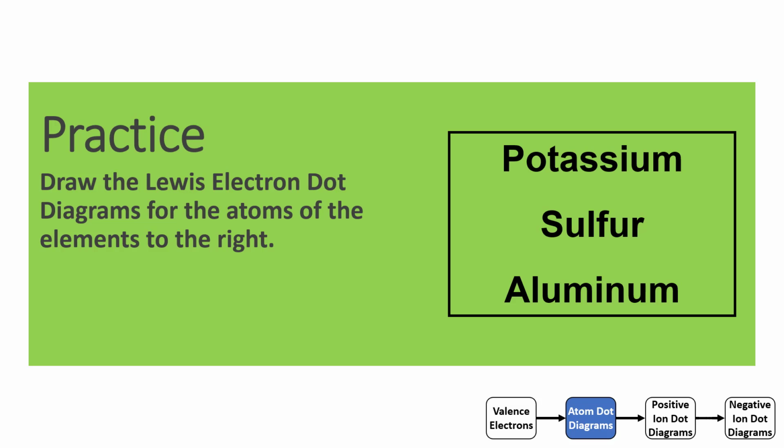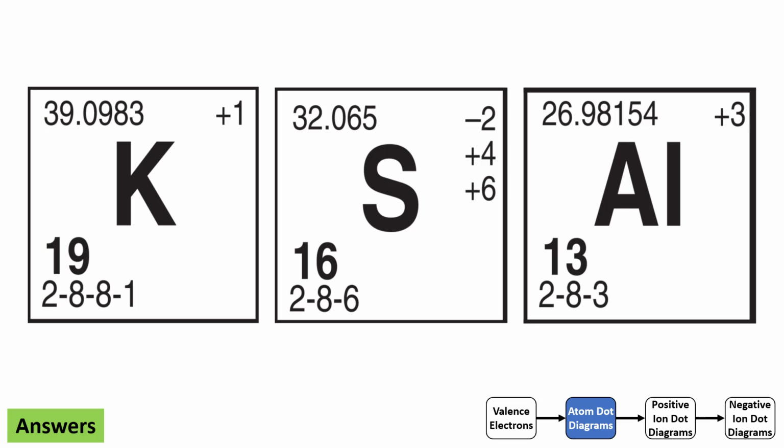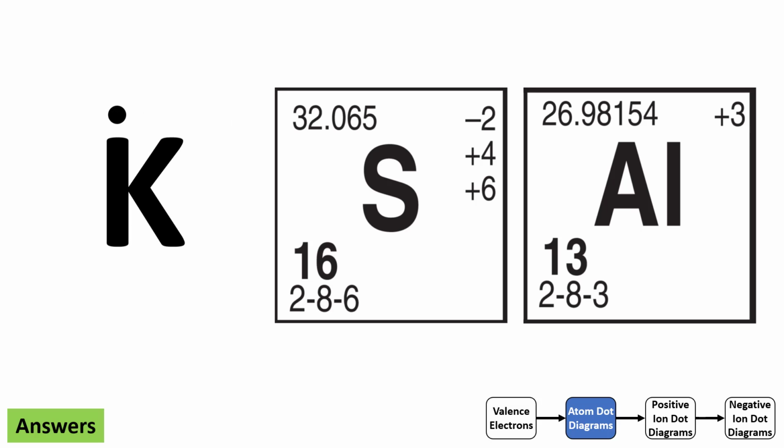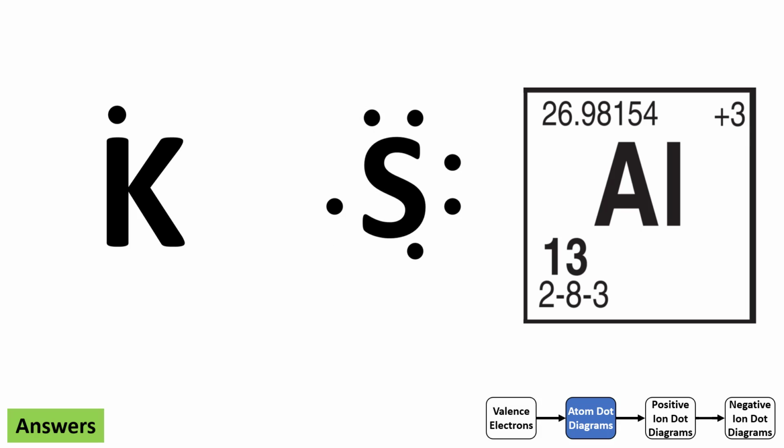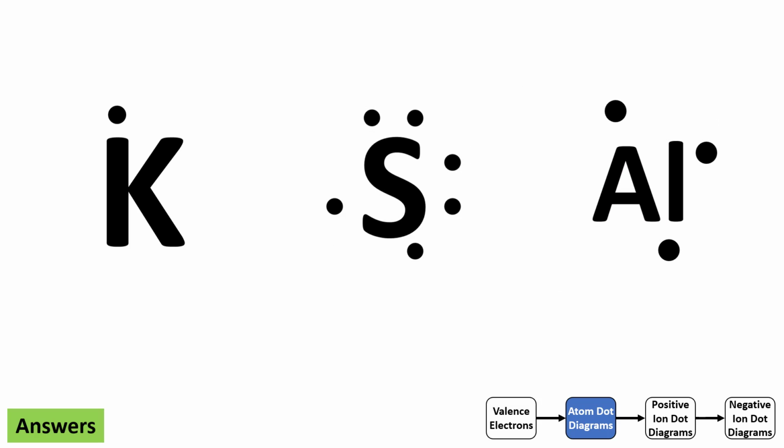Okay, let's find out the answers to these. So we've got potassium, sulfur, and aluminum. We have 1 valence electron for potassium, so we just pop that baby right next to it. Sulfur has 6 valence electrons, so it looks like this. And then aluminum has 3, and so we've got 1 on each of 3 sides.